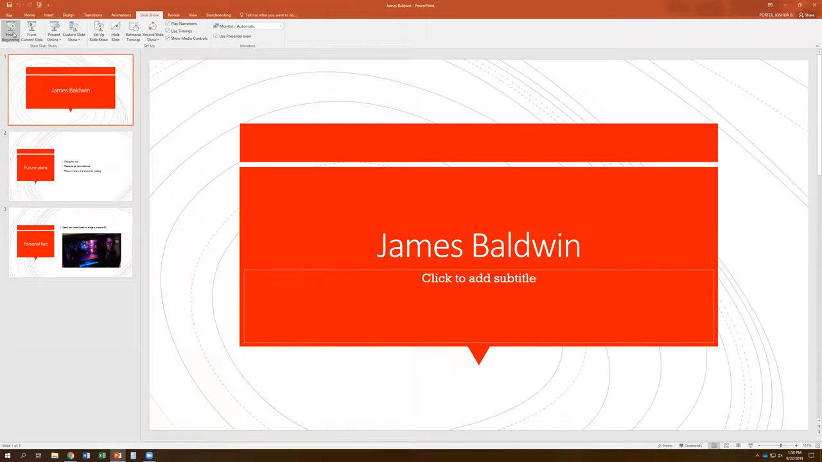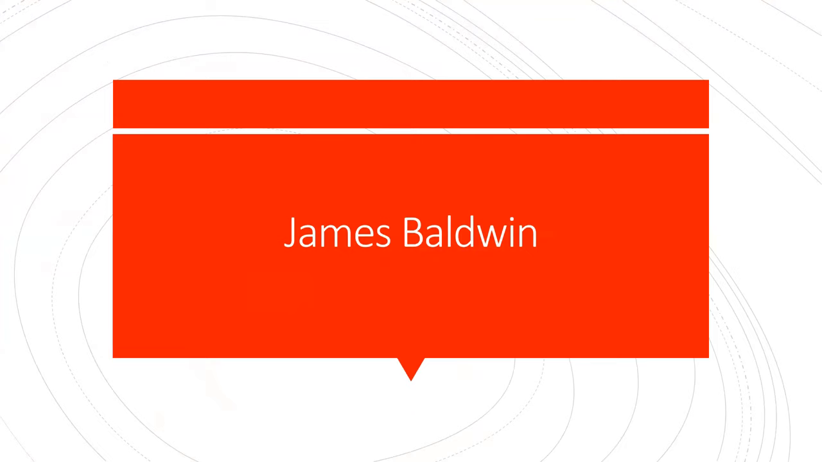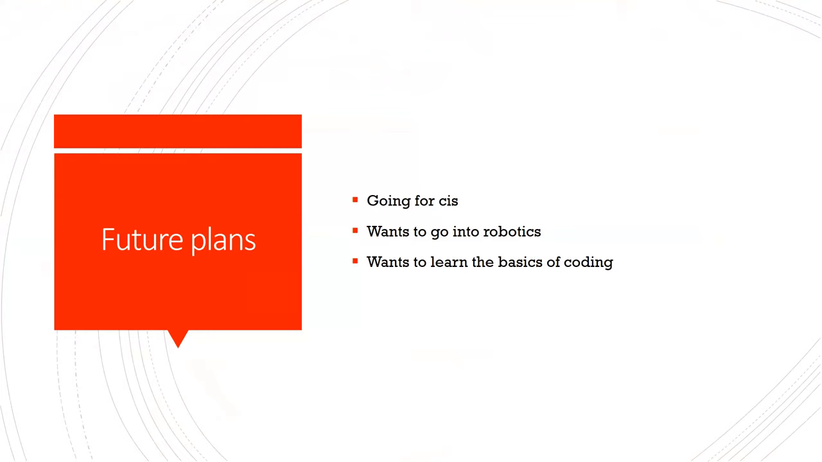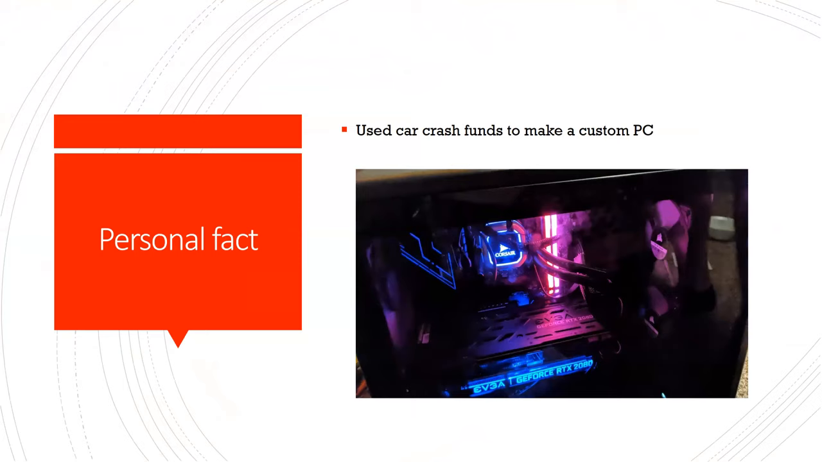Nice. All right, so this is James Baldwin, who is also a guy next to me. He's going for CIS and he wants to get into robotics after that. And he's taking this class to learn basics of coding. He had a car crash a while ago, and he used the funds from that to make a custom PC with a 2080 Ti in there. It looks very nice, with a water-cooled CPU, an i9-9900K.